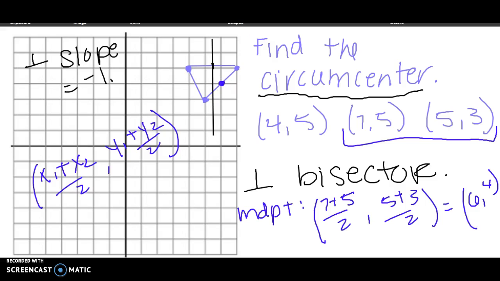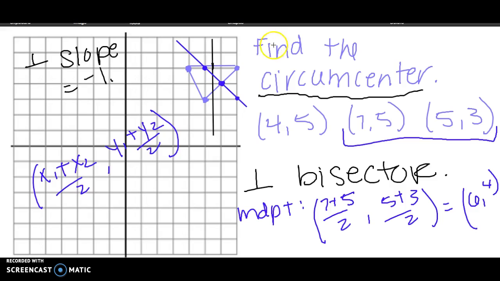And then I'm going to start at this point, and I'm going to use a slope of -1. So you can go up 1 and to the left 1, and maybe put a dot there. Up 1 to the left 1, dot there, or you can go down 1 and to the right 1. And then I'm going to draw the line that connects those 3 points, and that'll be the perpendicular bisector.